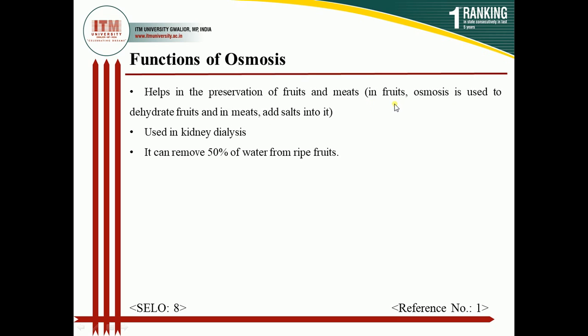In the same way, in fruits, osmosis helps to dehydrate fruits. It helps in the removal of water that is present in the fruit. It is also used in the kidney dialysis process. Around osmosis helps to remove 50% of water from the ripe fruits.